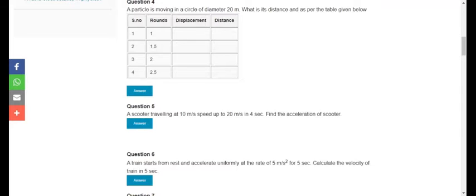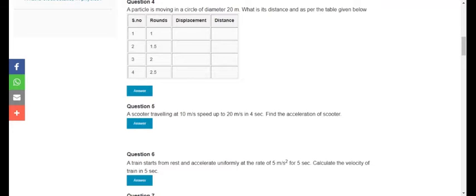If you are not able to solve, I can give you a hint. When a particle is moving in a circular path whose diameter is 20 meter, it means that the radius of the circular path is 10 meter. In case of one round, when an object completes one round in a circular path, it starts from one position and finally returns back to the same position, so the displacement becomes zero. After completing one round, the displacement is zero, but the distance is not zero.